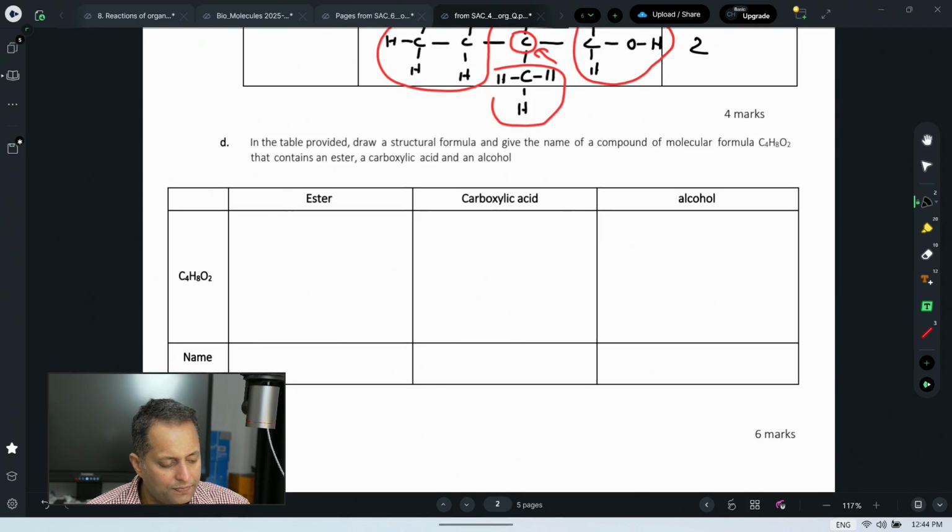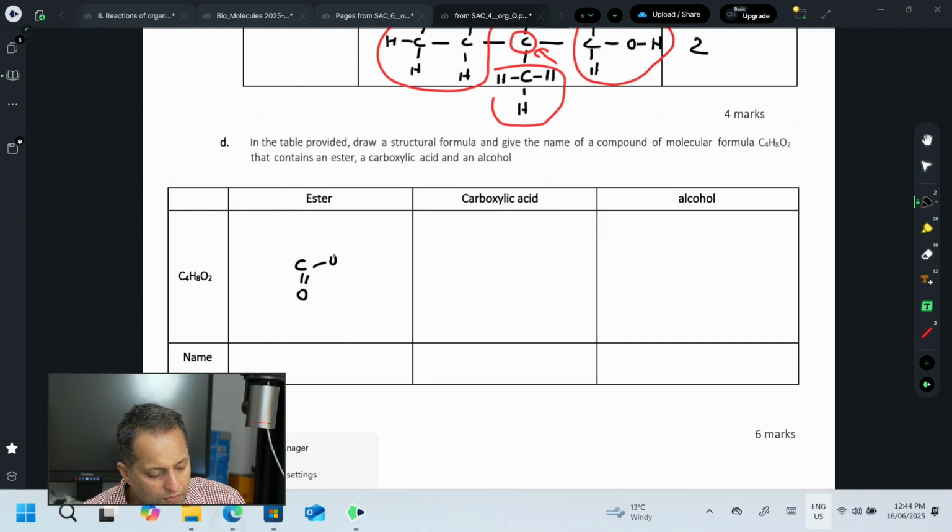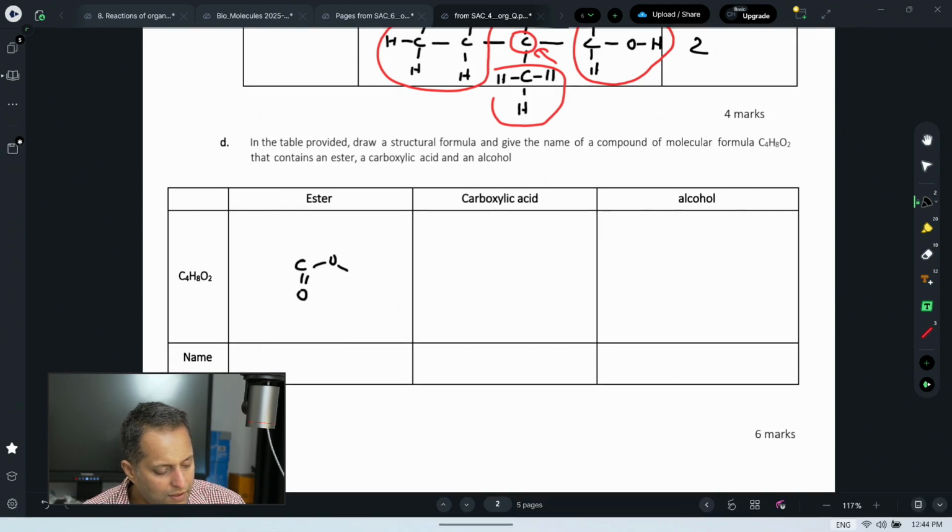Ester with 4 carbon. Okay, that's simple. You draw an ester group and 4 carbon. You can put 1 carbon here or 2 carbons here and 2 carbons there. That is an ester. You want an ester? That's an ester. How many carbons? 4 carbons. It has to be 4 carbon.